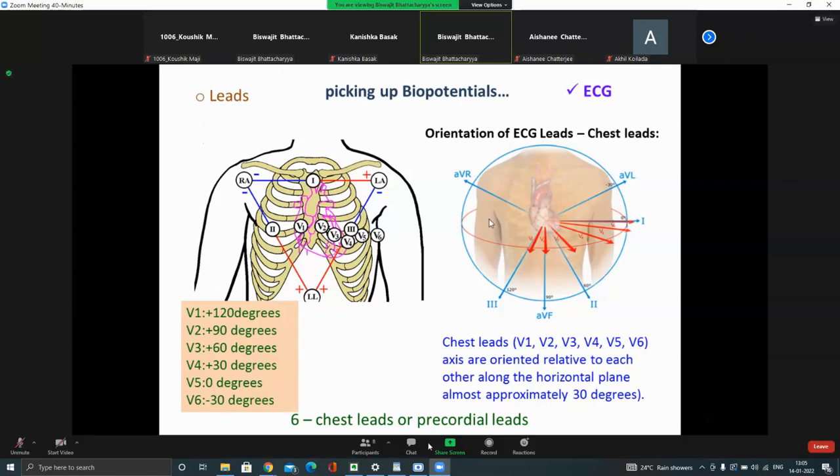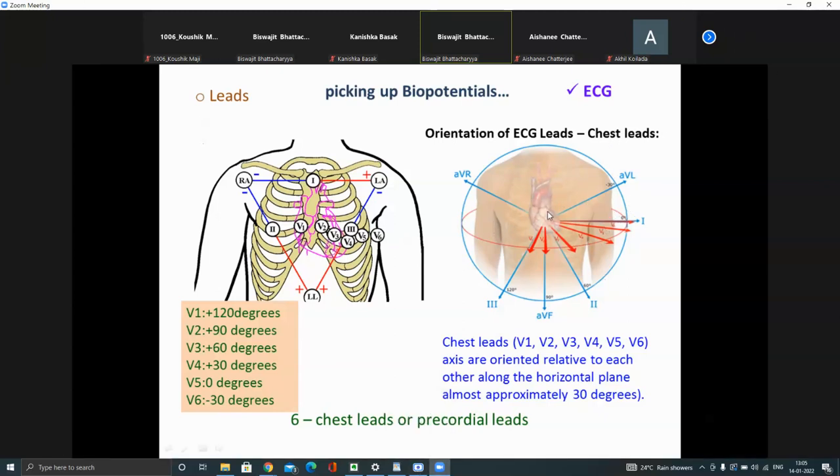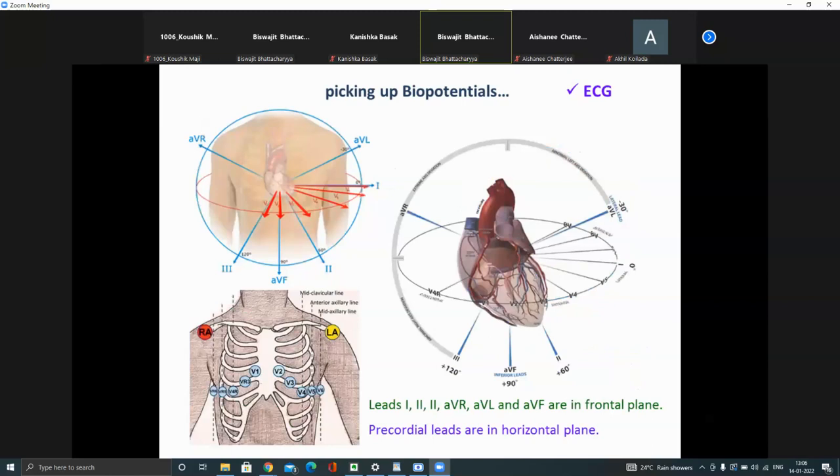Precordial leads are placed in a horizontal plane. And the leads numbered 1, 2, 3, and AVR, AVL, AVF are placed in a vertical plane. So this way we are measuring the same ECG voltage from different perspectives, from different angles. These are the orientations of ECG leads, the same thing shown in a different way, horizontal plane and vertical plane.